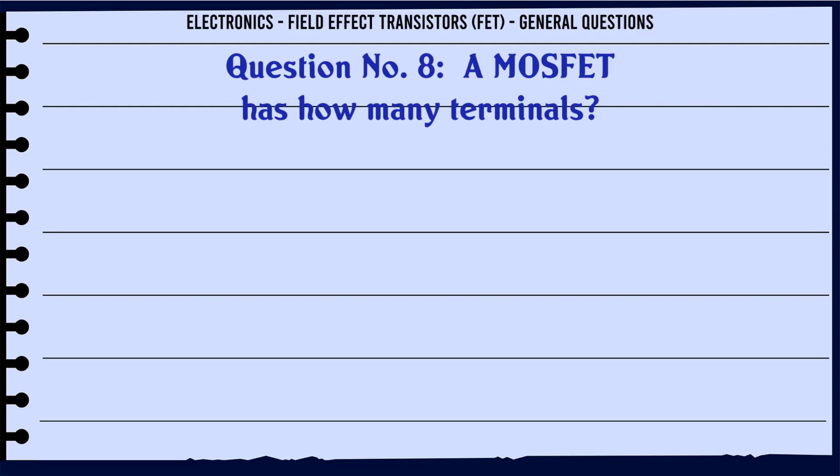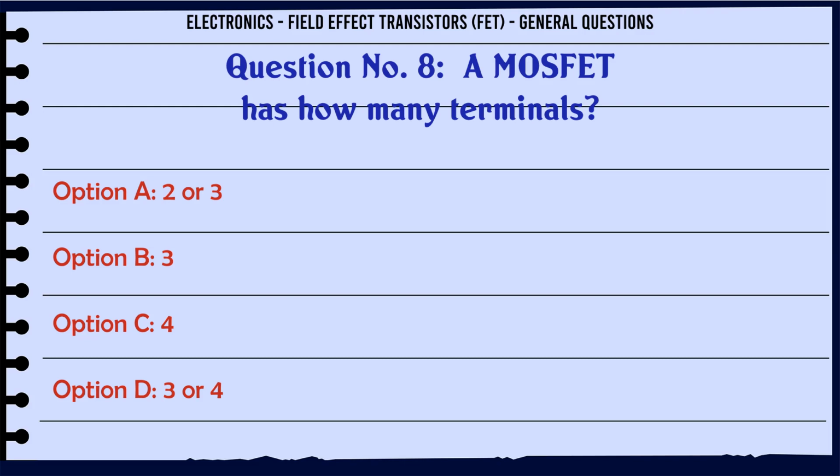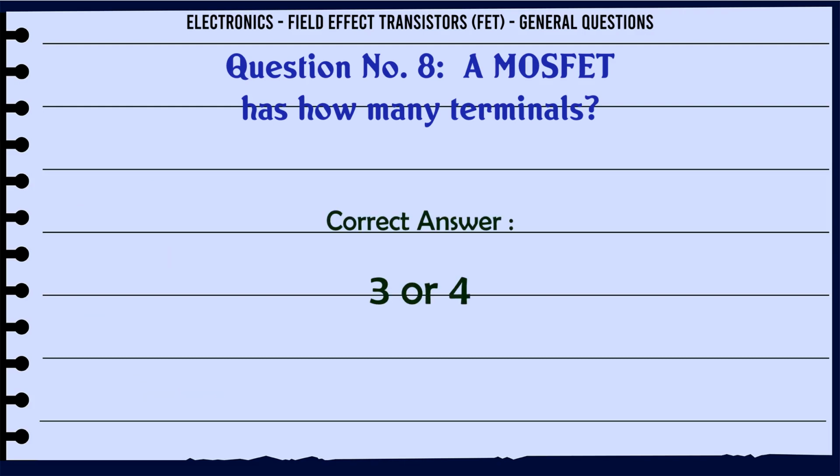A MOSFET has how many terminals? A. 2 or 3, B. 3, C. 4, D. 3 or 4. The correct answer is 3 or 4.